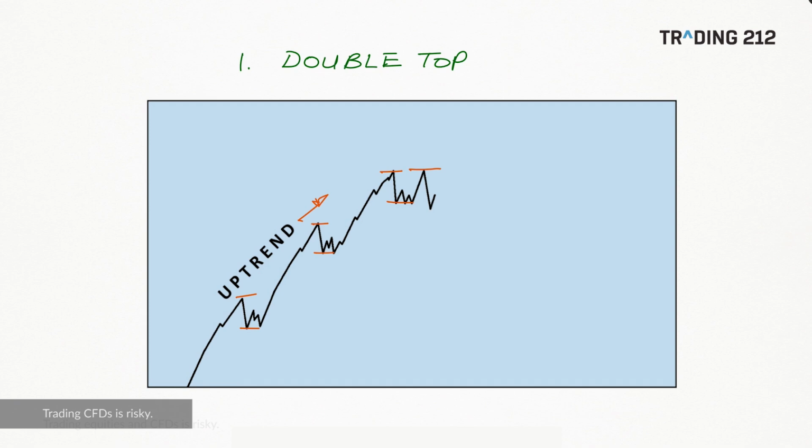Sellers resisted the latest push higher, and that resistance was at the same level as the previous peak. It's a sign that sentiment may not be as bullish as before. This is a double top. At this point, we need to continue to monitor the market because it's in a kind of holding pattern.